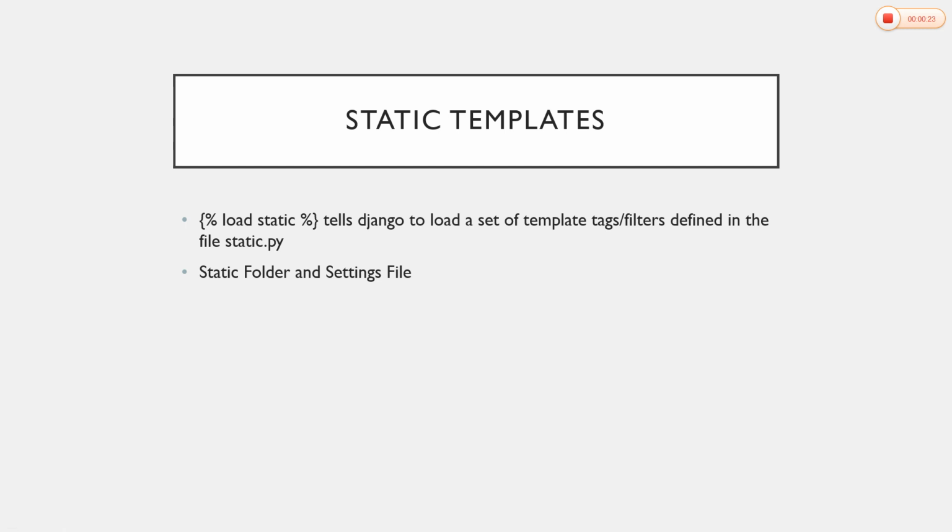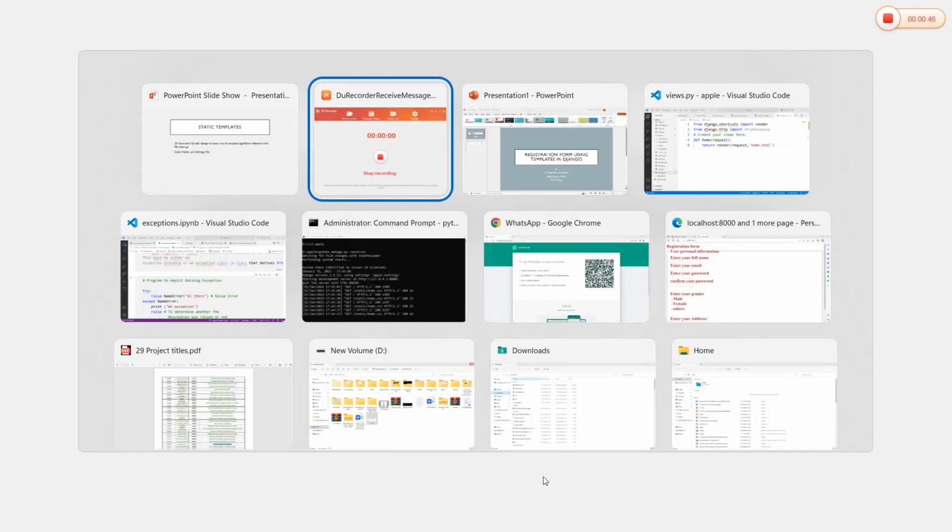In order to load the static templates, we have to use a tag called load static, which tells Django to load a set of template tags or filters which are defined in our static file. In order to create static templates, we have to make certain settings in the settings.py file along with a static folder. So I quickly open my Visual Studio Code.